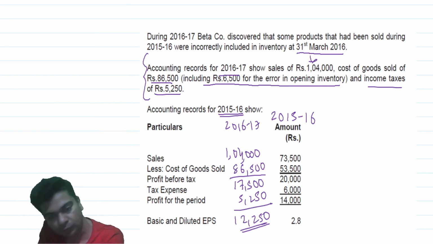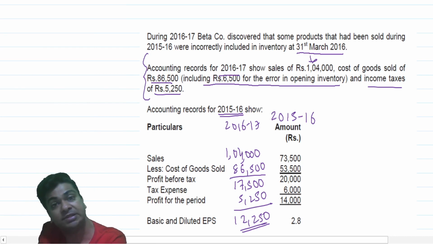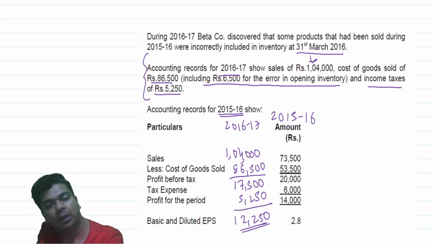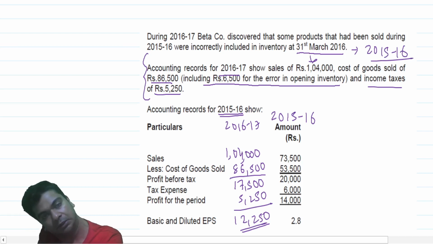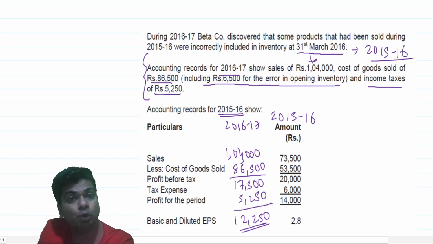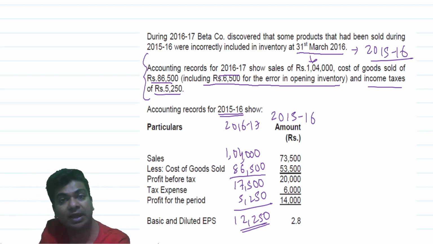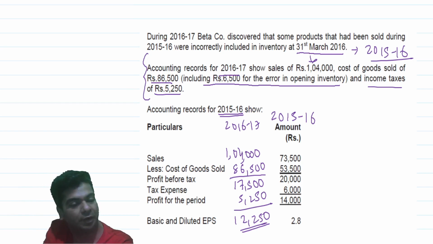They are saying that the error committed is that we have included 6,500 in the closing inventory for the year ended 31st March 2016. 31st March 2016 means this is the year 2015-16. In 2015-16, you have overstated your inventory by 6,500. By inventory, I mean the closing inventory. You have overstated by 6,500.